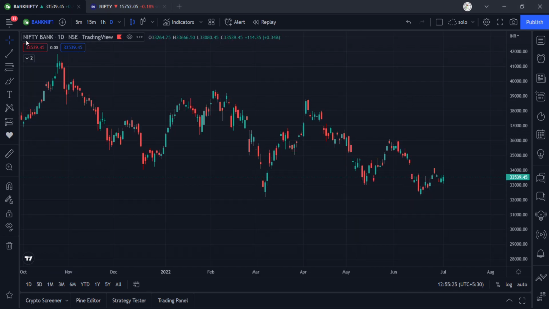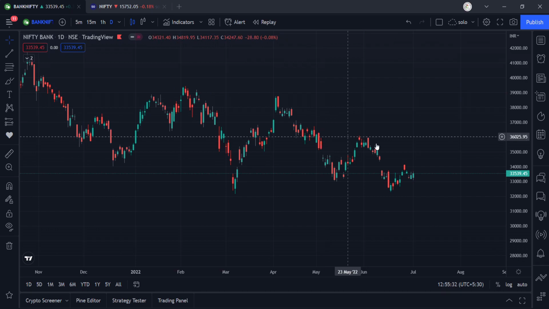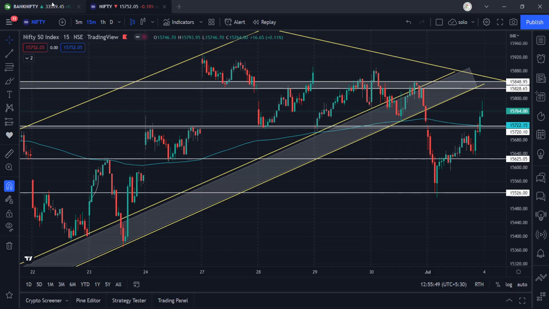So this is the chart of Bank Nifty, as you can see, in a 1-day time frame. Okay traders, I'll analyze the market in only just 3 points. The point number 1, what's happening in the market. Point number 2, where will be our entries. And number 3, what would be our targets. In 3 points I'll explain Bank Nifty and Nifty too.